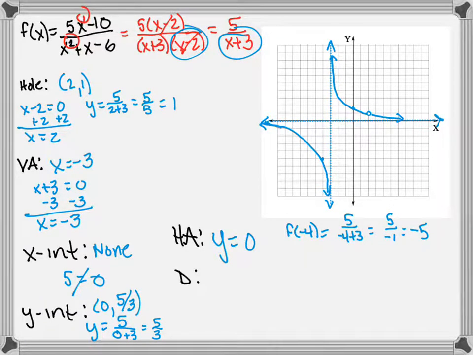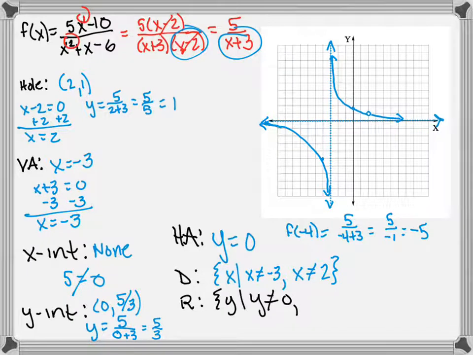Our domain will be the set of all x values such that x does not equal negative 3, where the vertical asymptote is, and x does not equal 2, where our hole is. The range is the set of all y values such that y does not equal 0, where our horizontal asymptote is, and y does not equal 1, which is the y value of the hole.